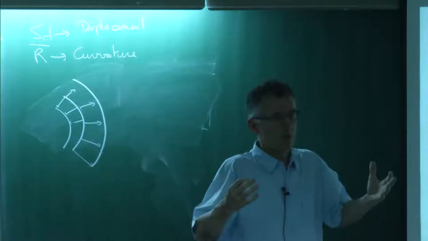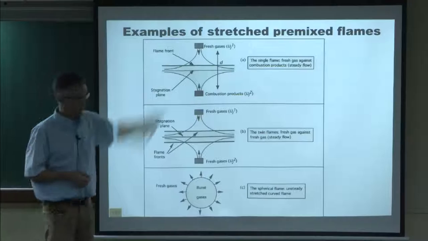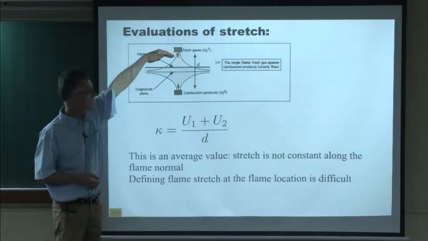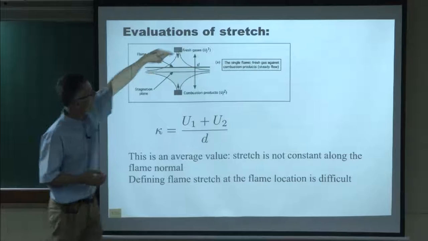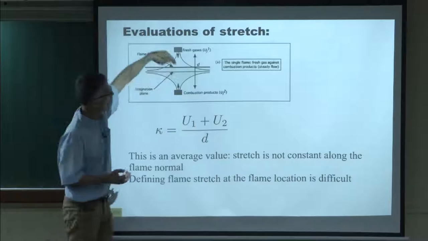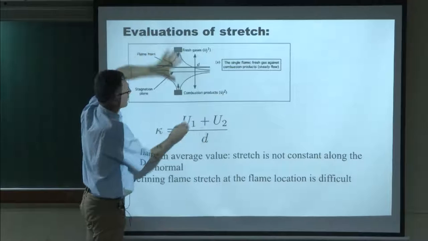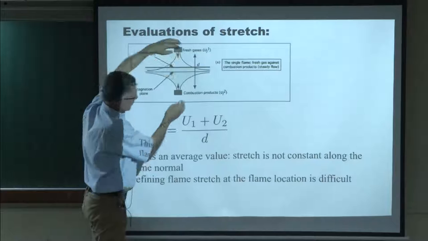If you look now at these things, you can evaluate stretch. For example, if you look at the stagnation point flame, you have an idea of the gradient. I mean, the gradient of velocity in this direction is linked to the gradient of velocity in this direction because of continuity. And the gradient is just U1 minus minus U2, because they are opposed velocities, so it's U1 plus U2 divided by the distance. So if you blow harder, you strain it more, and if you put these two burners closer to each other, you stretch it more too.